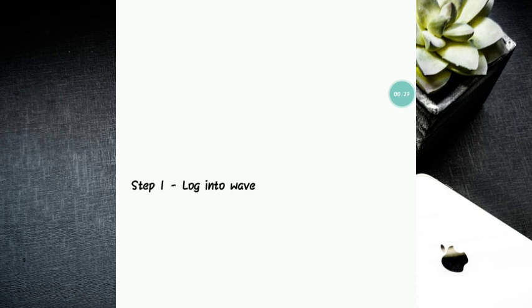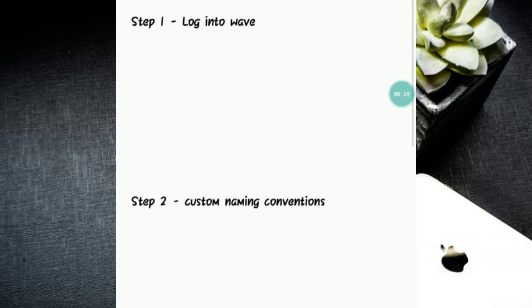The first, of course, is to use custom naming conventions. Now, when creating or editing a customer's profile, you want to include the project or group in the customer name. For example, instead of just ACME Corp, you could name it as ACME Corp Website Redesign. This makes it easy to spot which project the client belongs to when viewing invoices or reports.